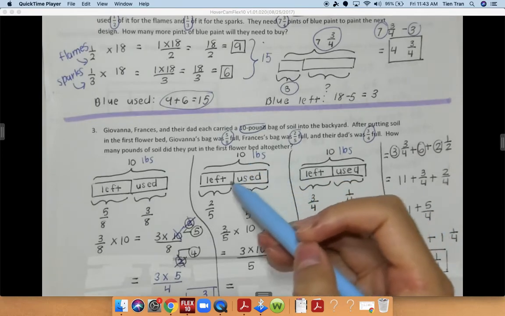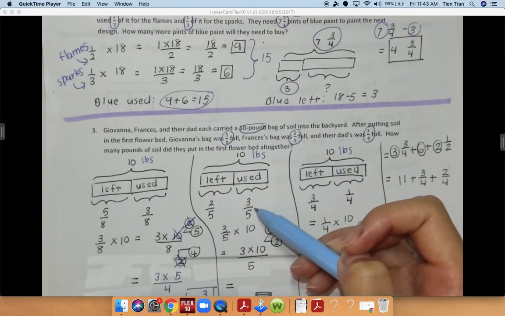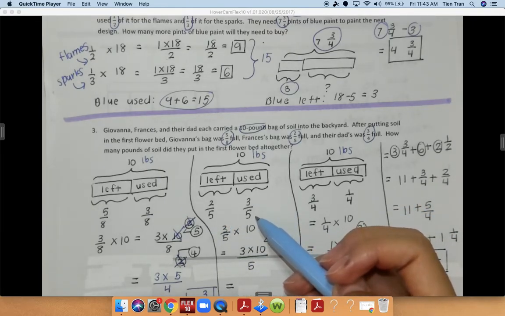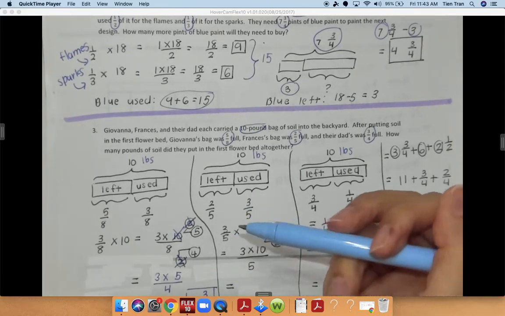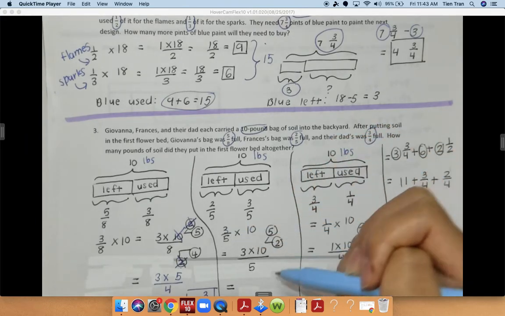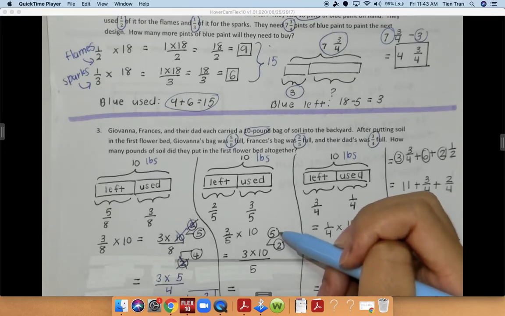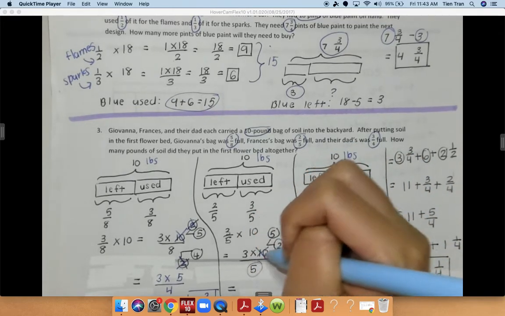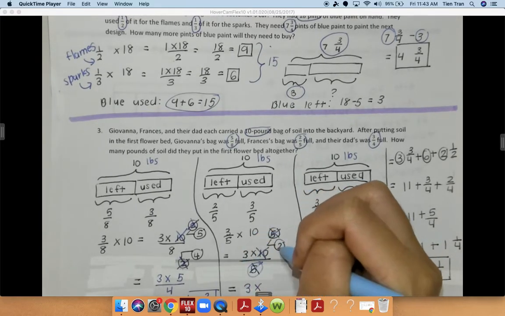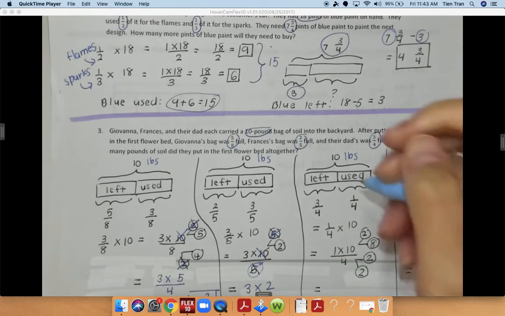On this one, I have 10 pounds. What is left is 2/5, and what is used is 3/5. How do I know that? Because my denominator is 5, so I just subtract: 5 minus 2 is equal to 3. I have 3/5 times 10. 3 times 10, and on the bottom, my denominator is 5. I'm going to split 10 into 5 and 2. I notice that my denominator has 5, so I can cross it out. So my final answer, multiplying 3 times 2, which is left over, is 6.